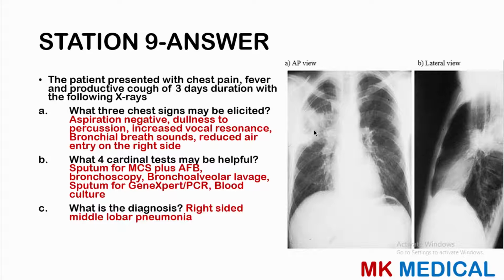Because if we're marrying the clinical picture of what is given and the x-ray, it's obviously going to be pointing towards a pneumonia. So the 4 cardinal investigations that I want to do: I'll do a sputum for microscopy, culture, and sensitivity, as well as acid-fast bacilli. I'll do a bronchoscopy, a bronchoalveolar lavage, as well as sputum for GeneXpert or PCR, as well as blood cultures. Then what is the diagnosis? So this is a right-sided middle lobar pneumonia.